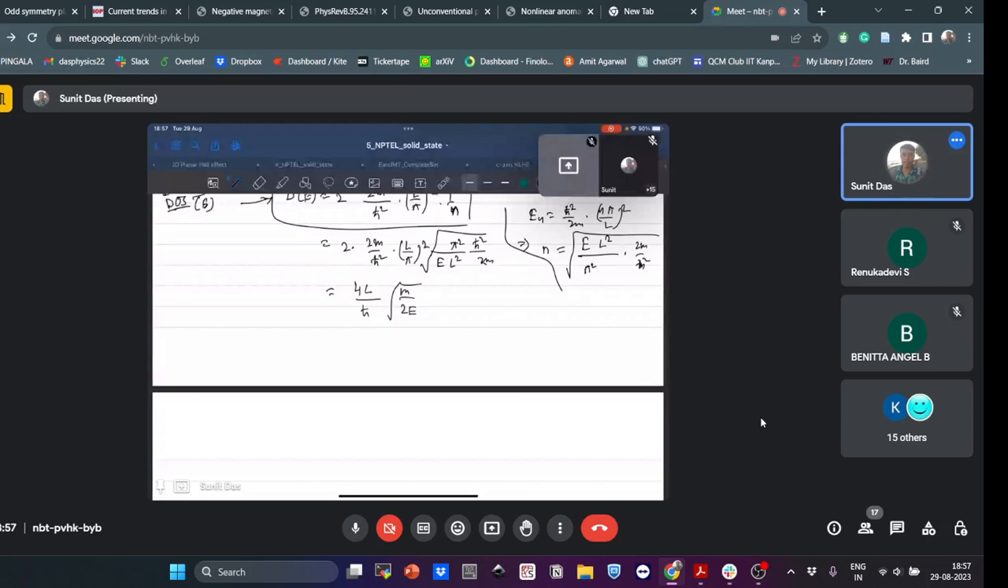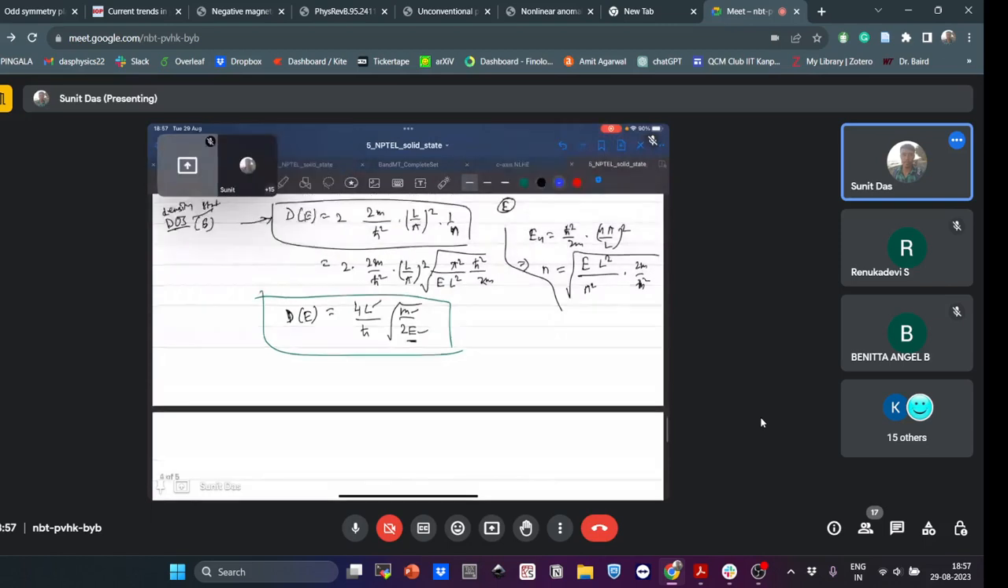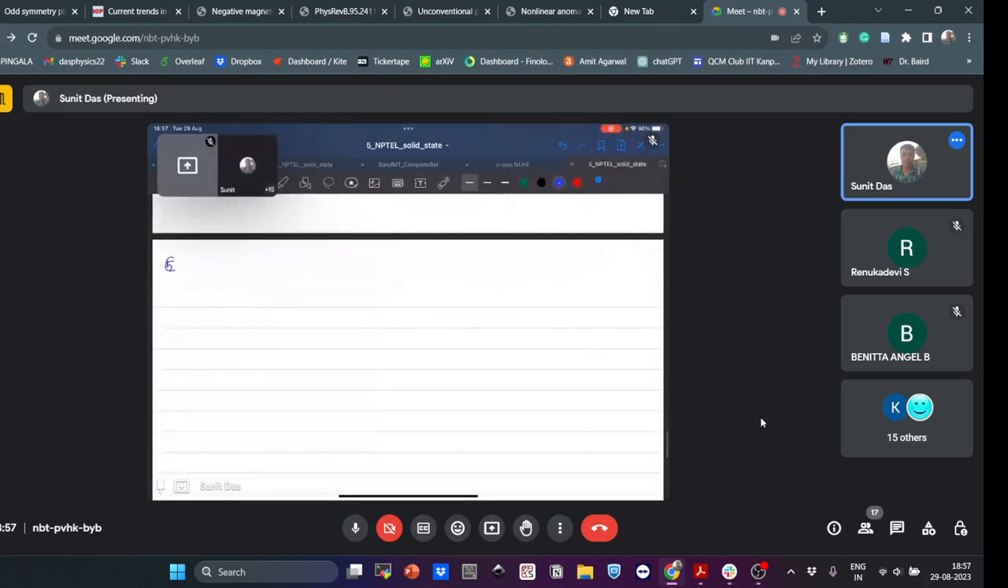Now you see that the fundamental things are there: electronic mass, the width of the well, and only the energy, right? This is very necessary. We will always express density of states in terms of energy. Okay, so next problem.